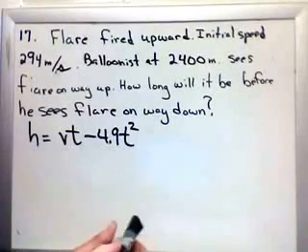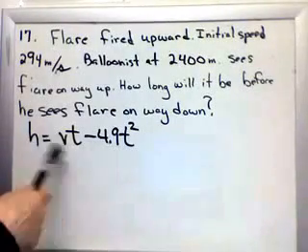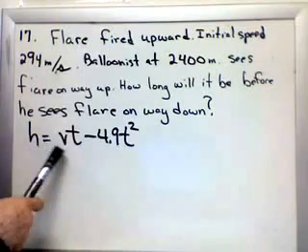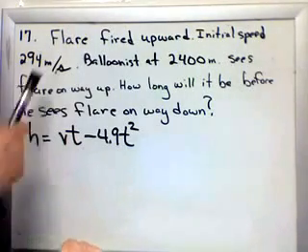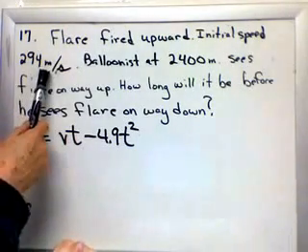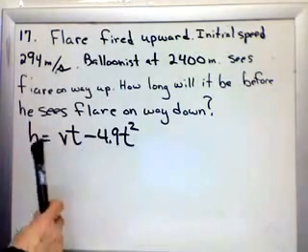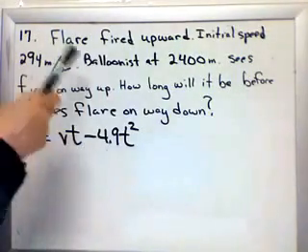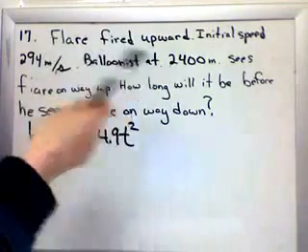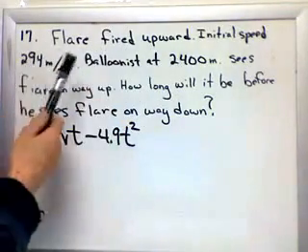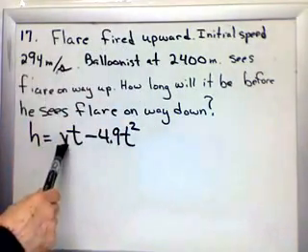Okay, this is an interesting projectile problem, and the book gives us two formulas for projectiles. I'm using this formula because our problem is in meters per second. There's a different formula if you're doing feet per second, so pay attention to the needs of the problem when you're doing this. So, a flare is fired upward with an initial speed of 294 meters per second. That's going to be our velocity.